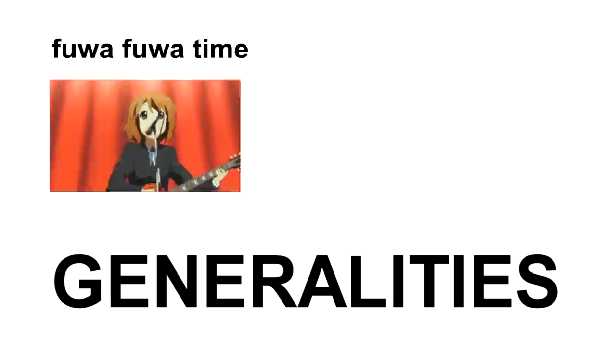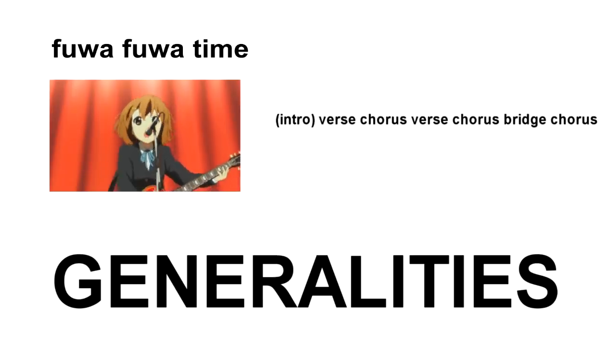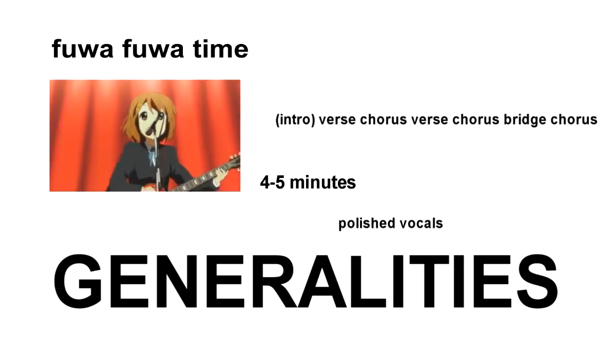Now, for those not in the know, let's explicitly state some of the generalities for the sake of the video. Most pop songs are in 4/4 time. They go verse, chorus, bridge, chorus. They're 4 to 5 minutes, and they have polished vocals. Now imagine how much harder it would be to make a popular pop song when you throw out the backbone of most pop songs, the common time.